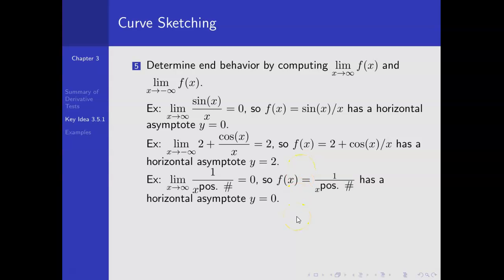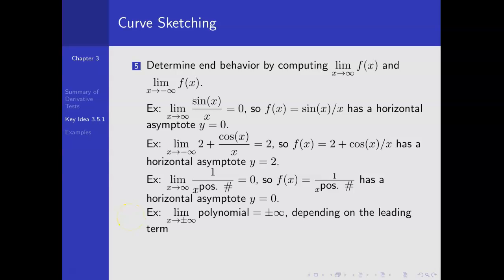Also, just as a reminder, we've talked about this previously in the class: the limit as x approaches infinity. If we have 1 over x to some positive power, like 1 over x to the third power, we would get 0. So f of x equals 1 over x to a positive power, whatever that positive power is, would have a horizontal asymptote at y equals 0.